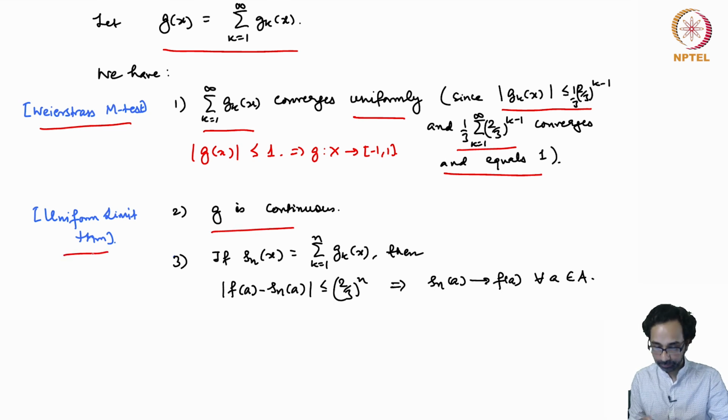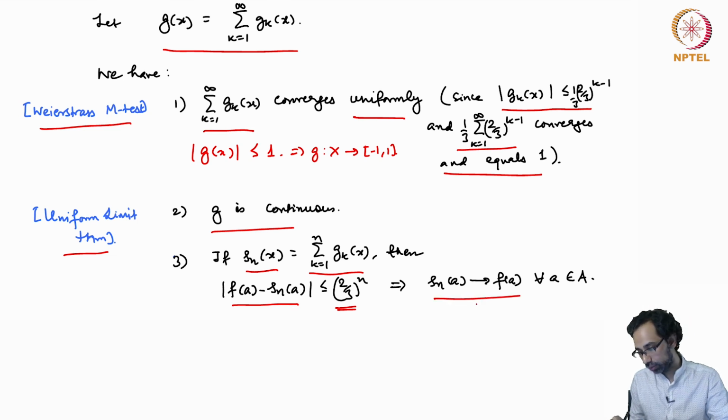This is automatic. And the third part is the most important part. When you have the partial sums, then modulus of f of a minus Sn a by construction is bounded above by 2 by 3 to the power n, and therefore Sn a converges to f a for all a in A, and this was our goal, and therefore we have proved the Tietze extension theorem.